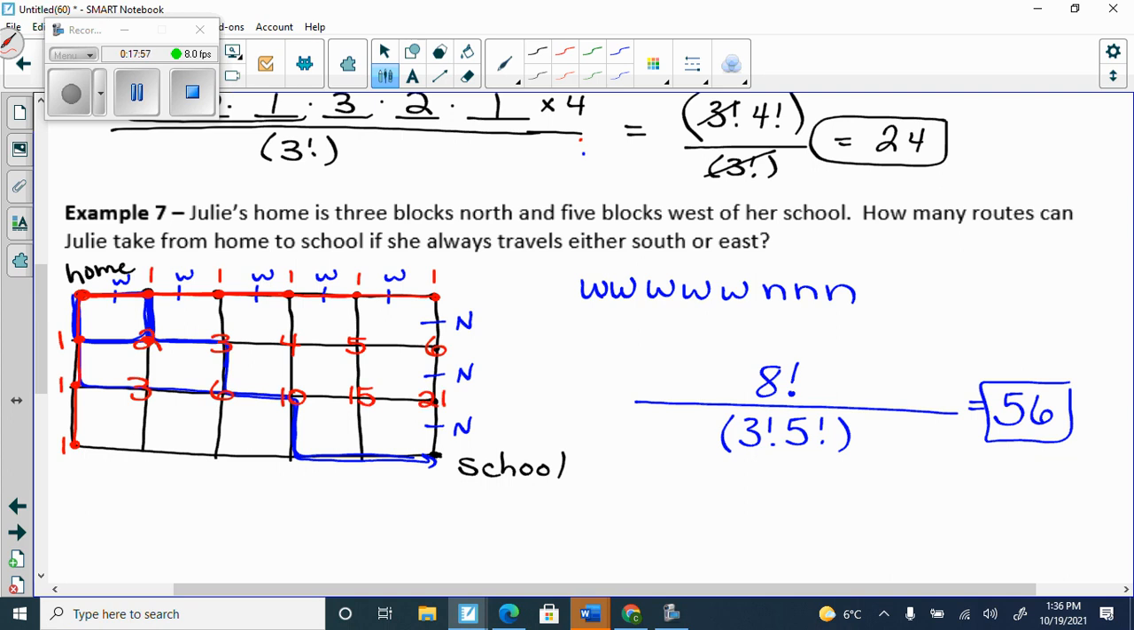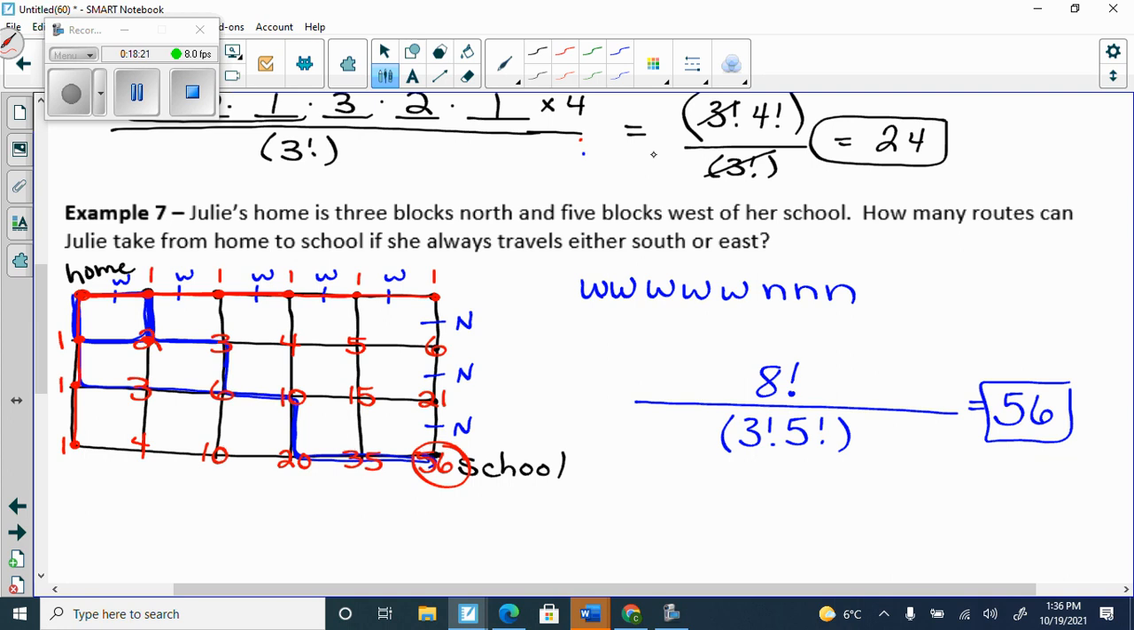1 and 3 is 4. 4 and 6 is 10, 10 and 10 is 20, 20 and 15 is 35, 35 and 21 is 56. The same answer. Am I going to ask you to do the pathways question? No, because it's not a pathways curriculum. I'm just doing it to prove that when you do it as a perms and comm, you get the same answer. It's 56. It really does work.